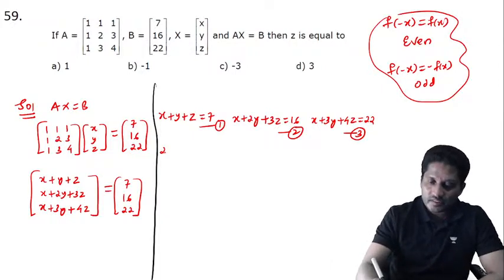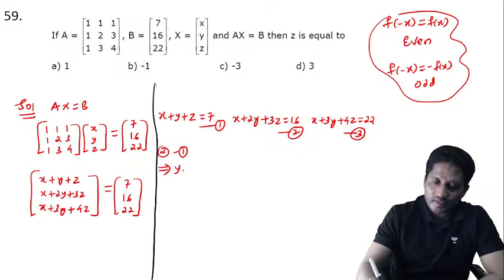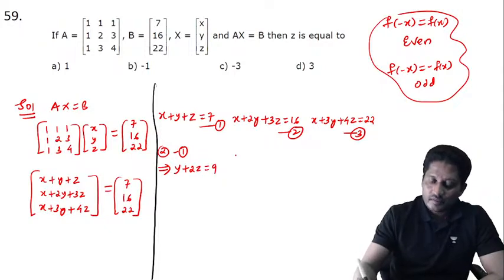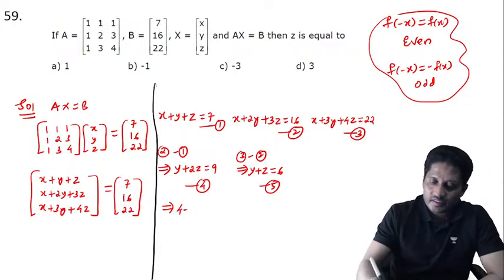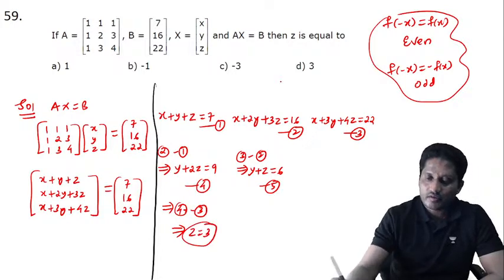Right, equation 2 minus equation 1, if I subtract, you will get y plus 2z is equal to 9, and equation 3 minus equation 2, if you subtract, you will get y plus z is equal to 6. Let's call this equation 4, and this equation 5. Equation 4 minus equation 5, if you minus, you will get z is equal to 3. So value of z is equal to 3.